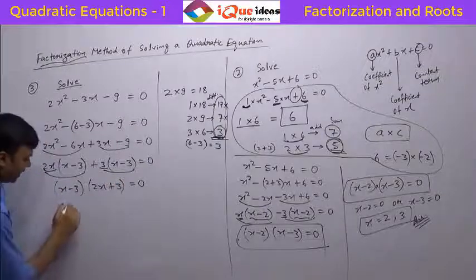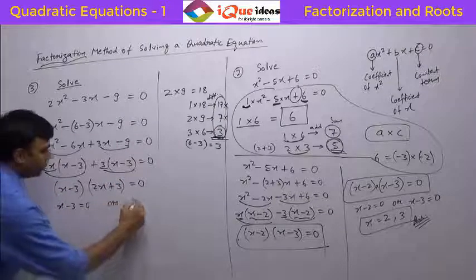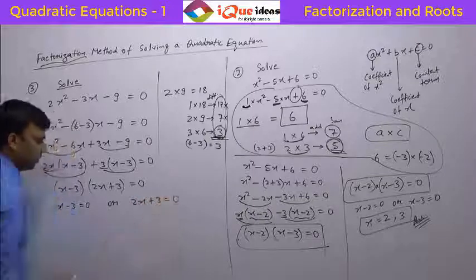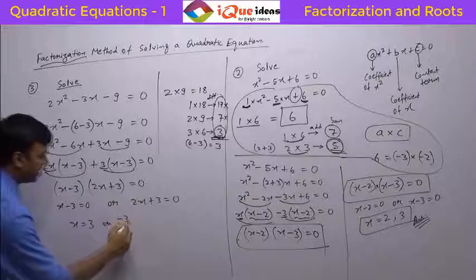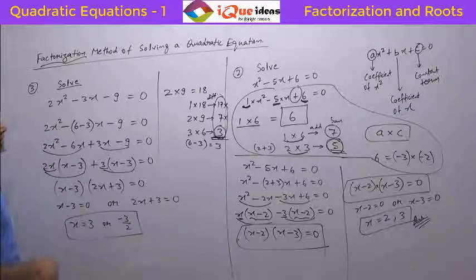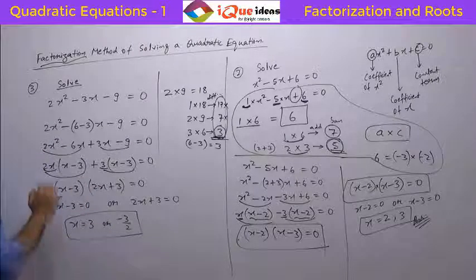So it is either x minus 3 equal to 0 or 2x plus 3 equal to 0. Okay, so we have x equal to 3 or minus 3 by 2. Alright, so now let's take a couple more examples on the basis of factorization.